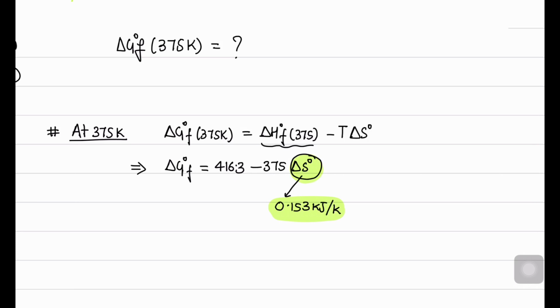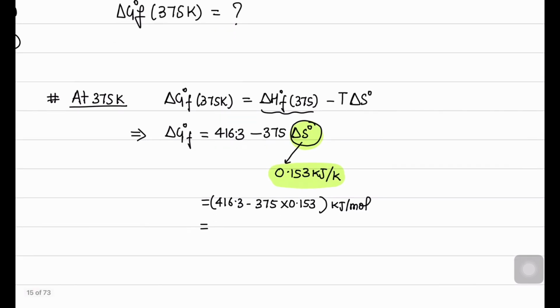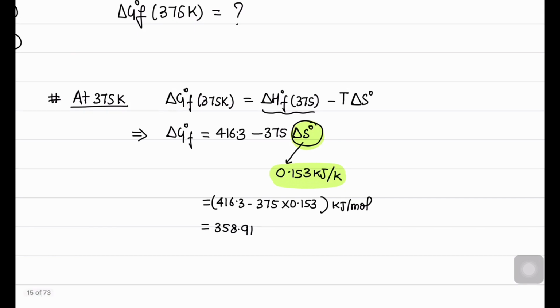If we put it in, it will simply be 416.3 minus 375 times 0.153, kilojoule per mole. Now we simply have to solve it. After solving, we get 358.91 kilojoule per mole.